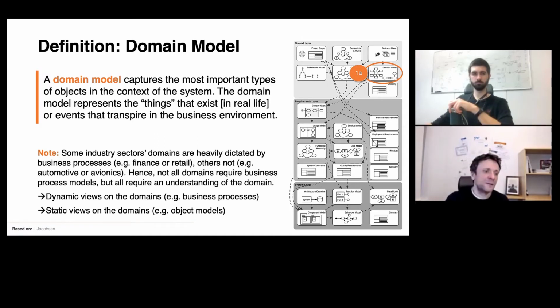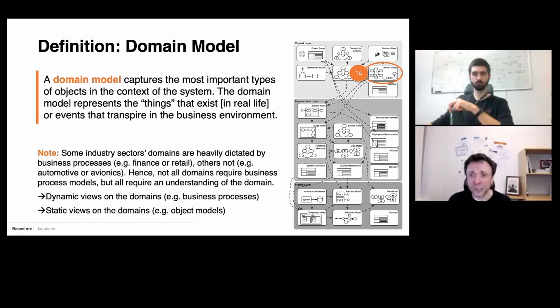This is what you tend to find, for example, in the finance sector or the retail sector, which we take as a running example here. Others rather not. These others are more dictated by static views, by objects that I might have, by sensors, for example, by bus systems, by more infrastructure-related perspectives.